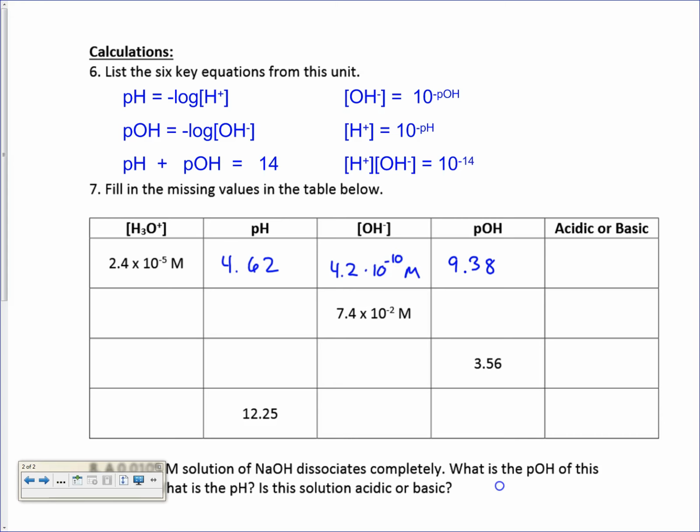All right. Then this one, is it acidic or basic? Well, look at the pH. You see that the pH is less than 7. That makes this one acidic.